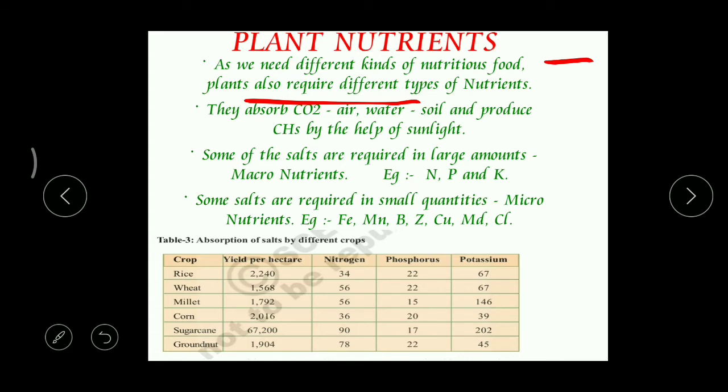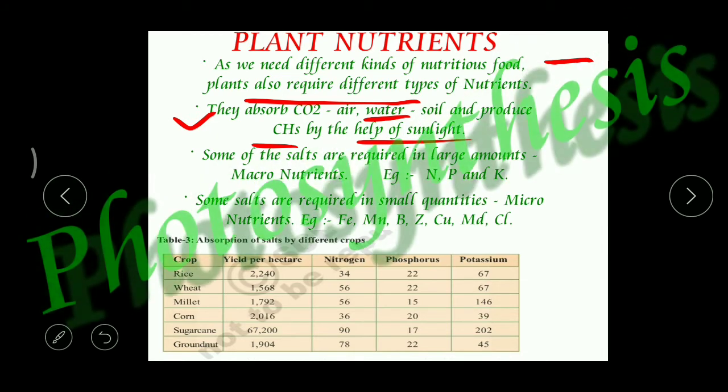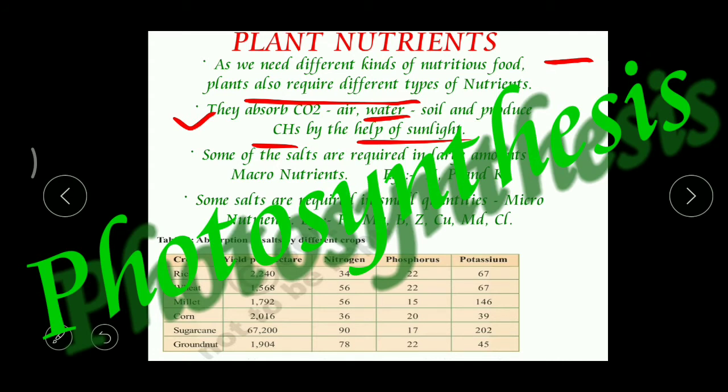And how do they get them? They absorb carbon dioxide. Already we learned this. How do they get carbon dioxide? They get carbon dioxide from air, that is from the atmosphere, and then water. From where do they get the water? They get the water from the soil, and then they produce the carbohydrates. With the help of what? With the help of sunlight. And what do you call that process? That process is called photosynthesis.